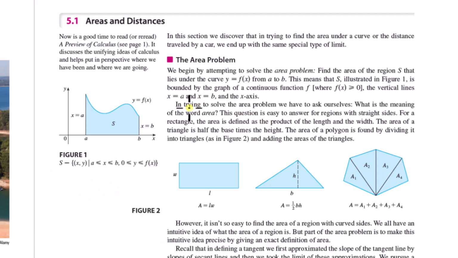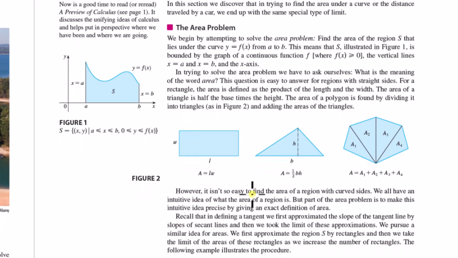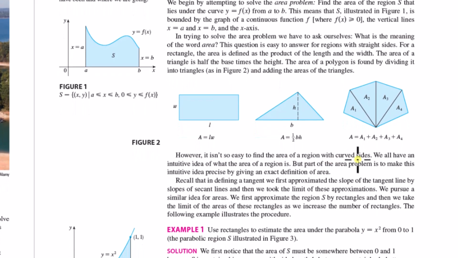Okay, so now it says, in trying to solve the area problem, we have to ask ourselves, what is the meaning of the word area? This question is easy to answer for regions with straight sides. Yes, so it's not like coming into this section, we have no familiarity with areas. No, not at all. In geometry, we learn how to determine areas of shapes like rectangles, squares, triangles, polygons. But like it says here, it isn't so easy to find the area of a region that has curved sides.